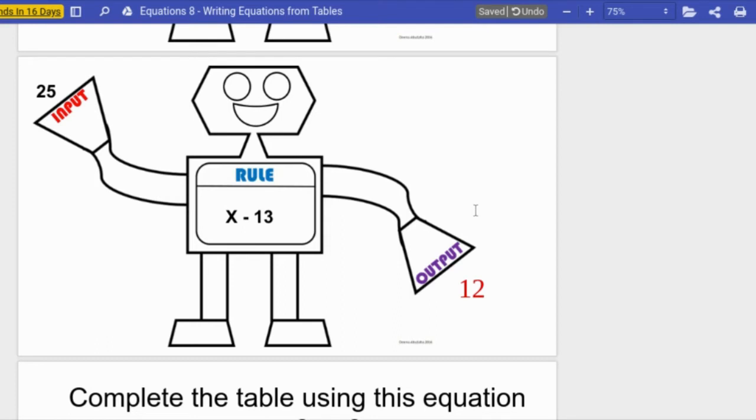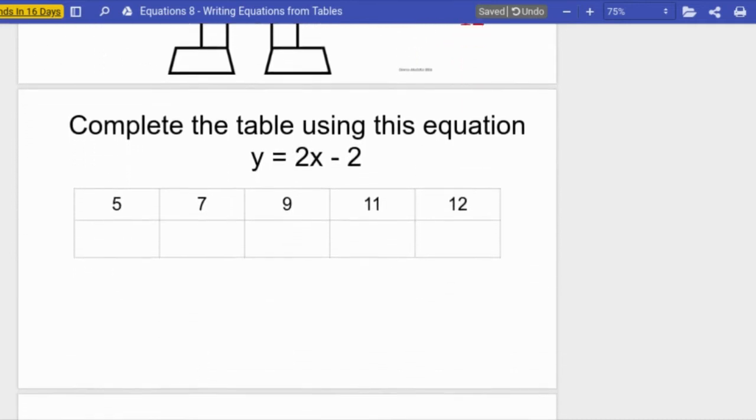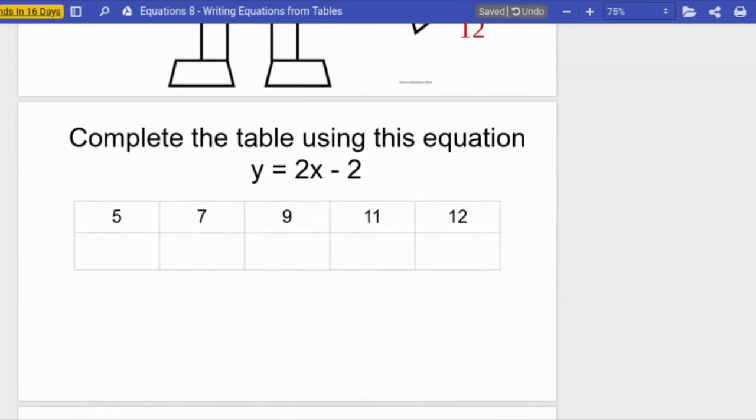So writing an equation is going to be very similar to this, except that we're going to know the input and we're going to know the output, and our goal is going to be to find the rule. What is it we're doing to that X to get it to equal Y? So we're going to start with this table right here. In this case, we're just going to practice putting the information in a table.